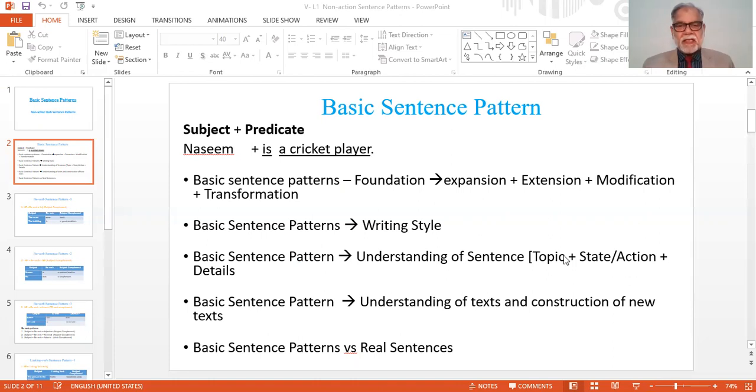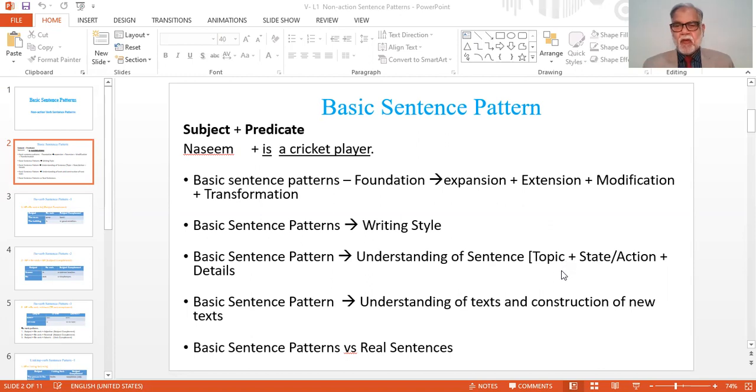Next, basic sentence patterns also help in our writing style. These patterns provide us with the basic parts of a sentence, and the writer can rearrange these parts and bring out new constructions according to the idea, according to the concept, according to the situation, according to the audience, our readers.